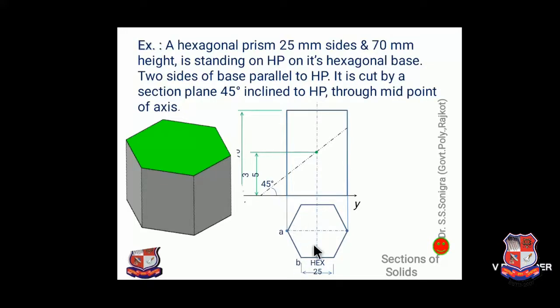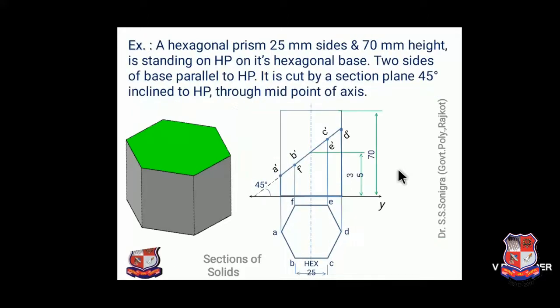Name these end points A, B, C, D, E and F, and project these points A, B, C, D, E, F onto this cutting plane line like this. So here is A dash, line from point B, B dash, C dash, D dash, E dash and F dash. So locate all these 6 points on this cutting plane line.